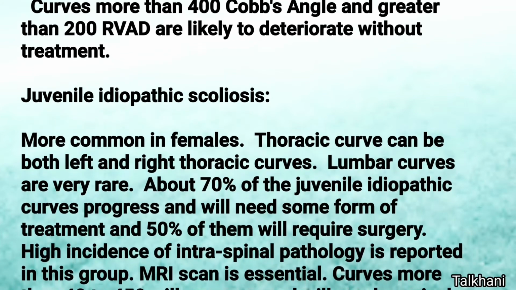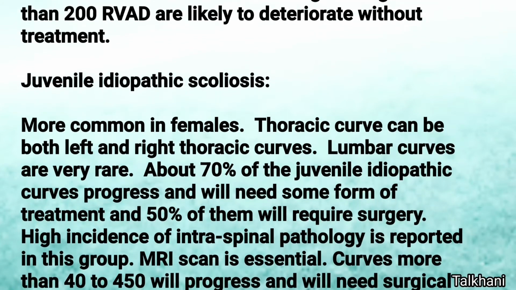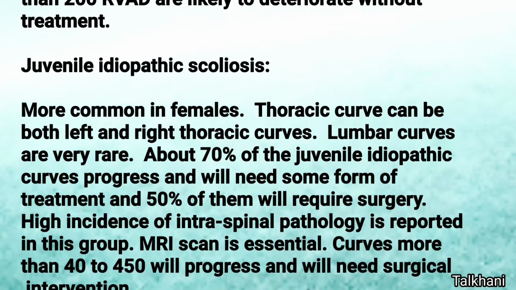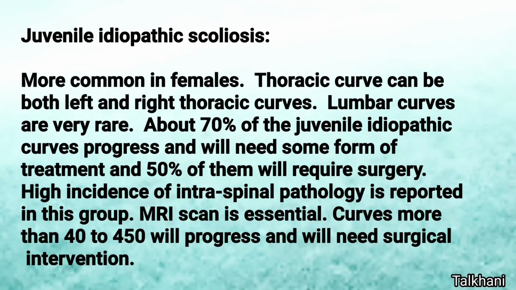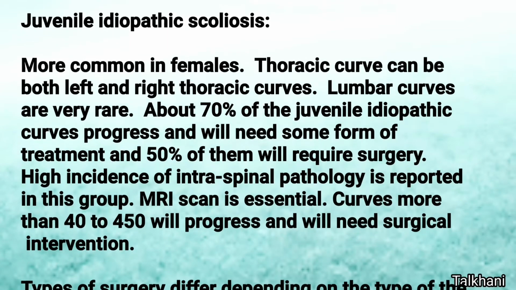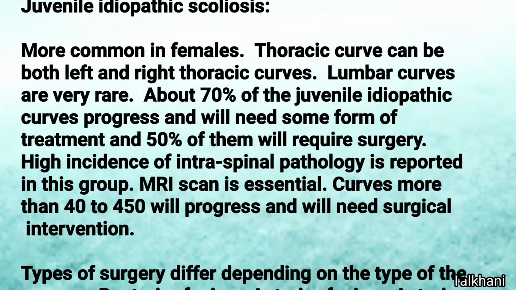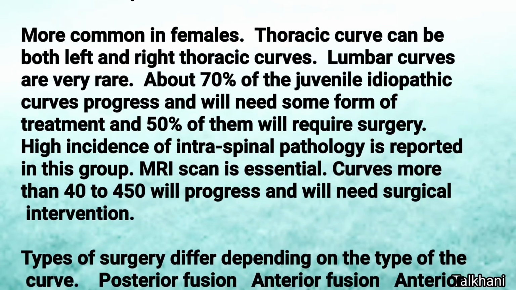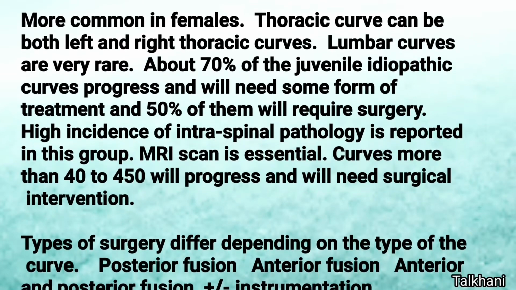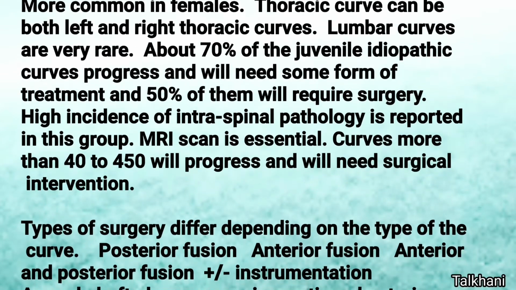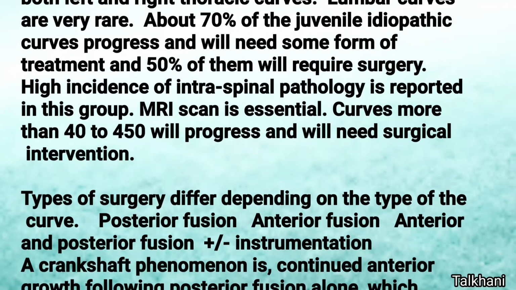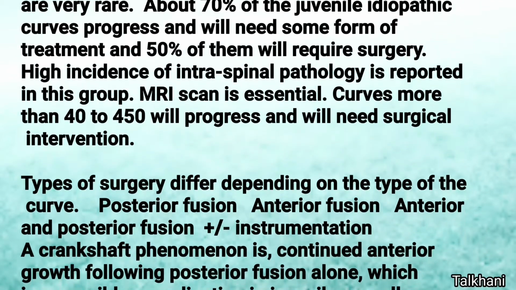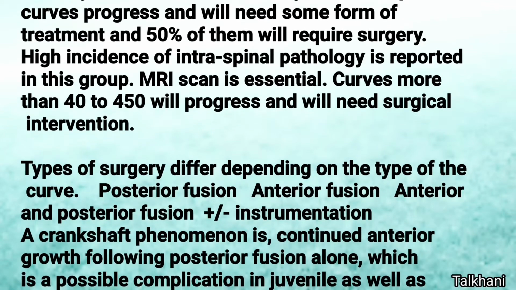Thoracic curve can be both left or right thoracic curves in juvenile idiopathic. Lumbar curves are very rare. About 70% of juvenile idiopathic curves progress and will need some form of treatment, and 50% of them will require surgery. MRI scan is a must to rule out intraspinal pathology in this age group. Curves more than 40 to 45 degrees will progress and will need surgical intervention.